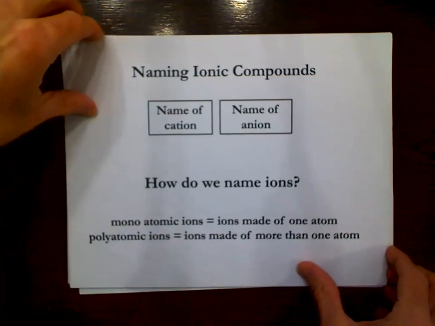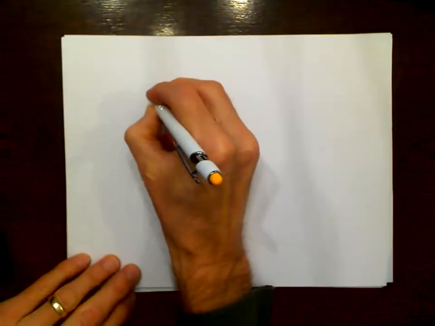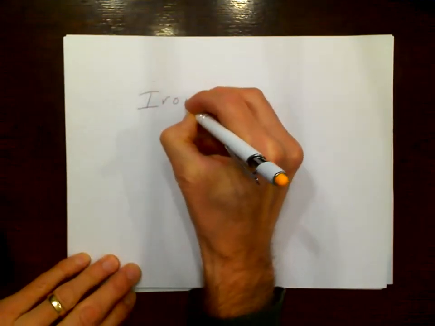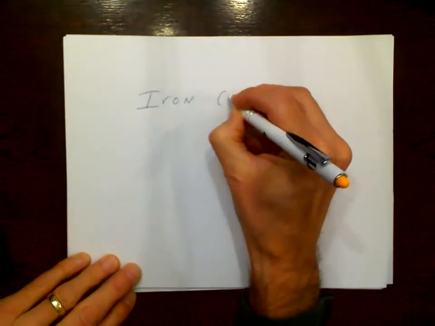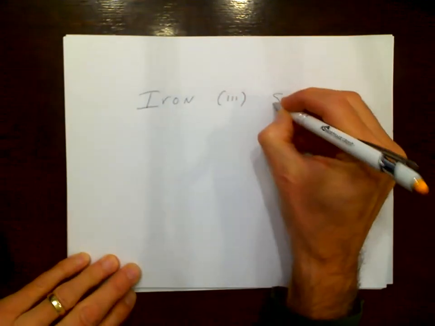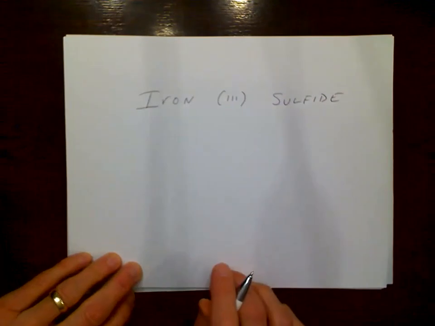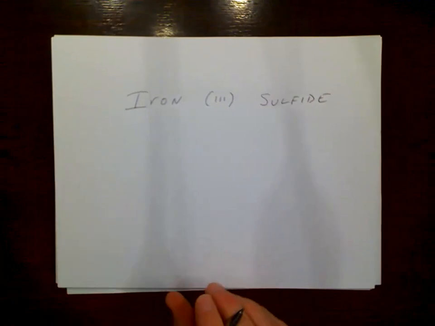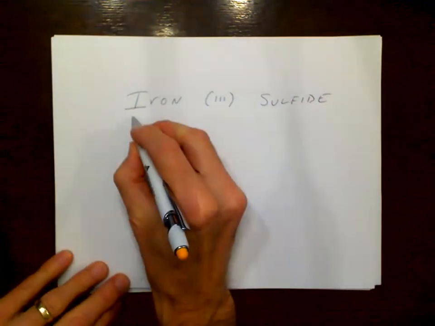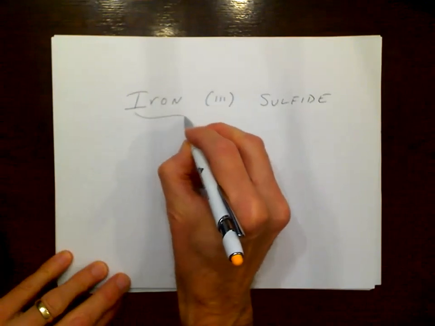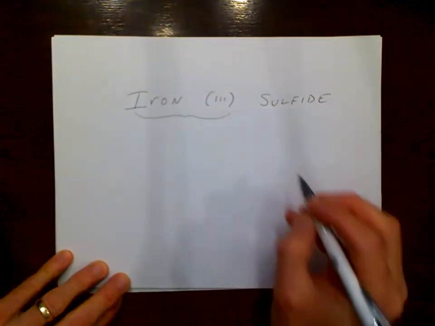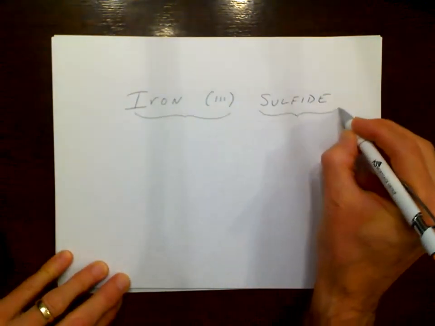So let's say that I want to write the formula for iron 3 sulfide. So how do I write the formula for this? Well, the first thing we do is we notice that this is the name of the cation, and this is the name of the anion.